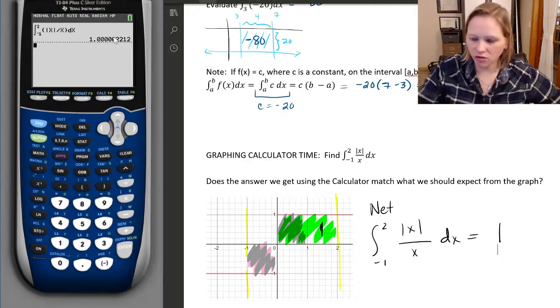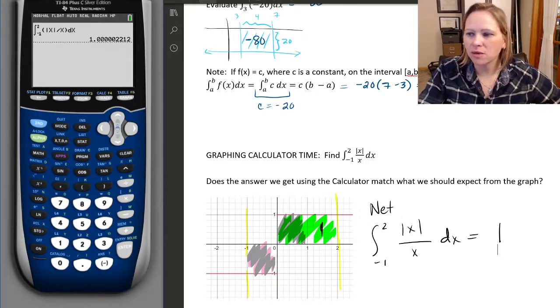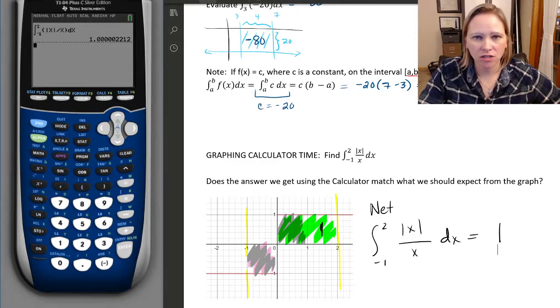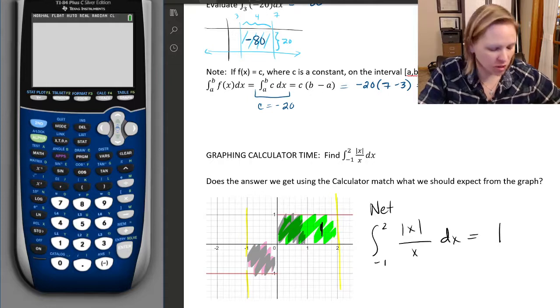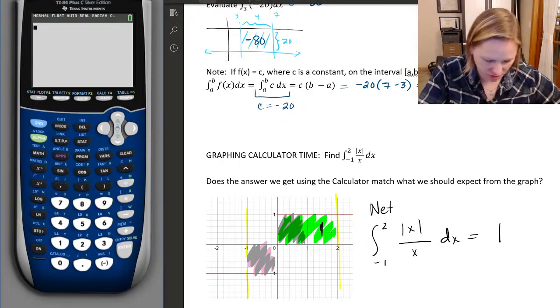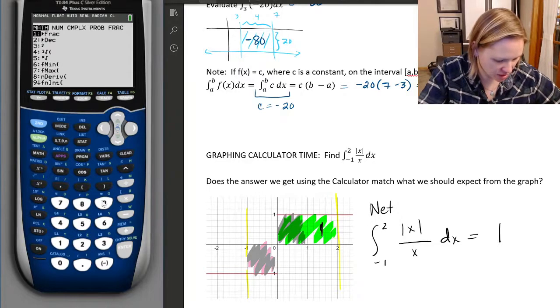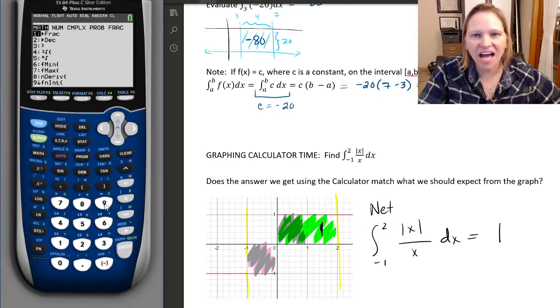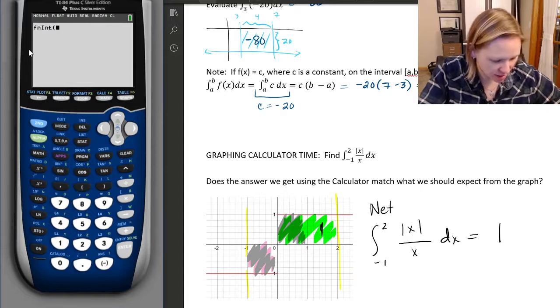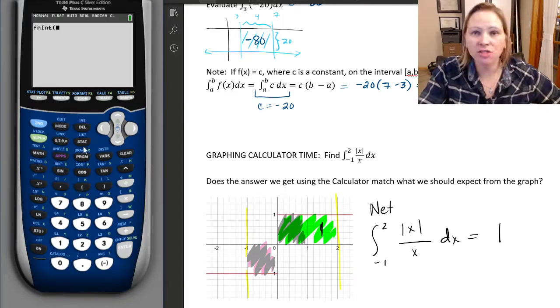So here's how you use your calculator. Let me talk a little bit about the people who need to use an older calculator. Let me show you how that will look. So for anyone using an older calculator, here's what it's going to look like to evaluate the same exact integral. I'm still going to go math, and I'm going to choose option number 9, that FNINT. And here's what my screen will show.